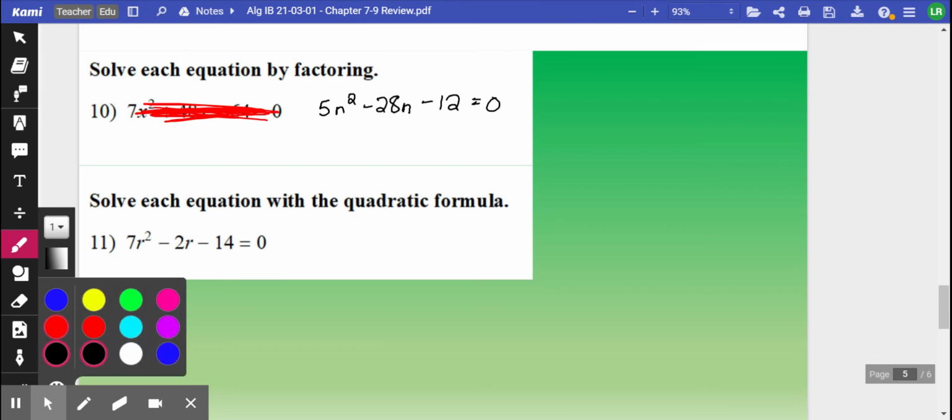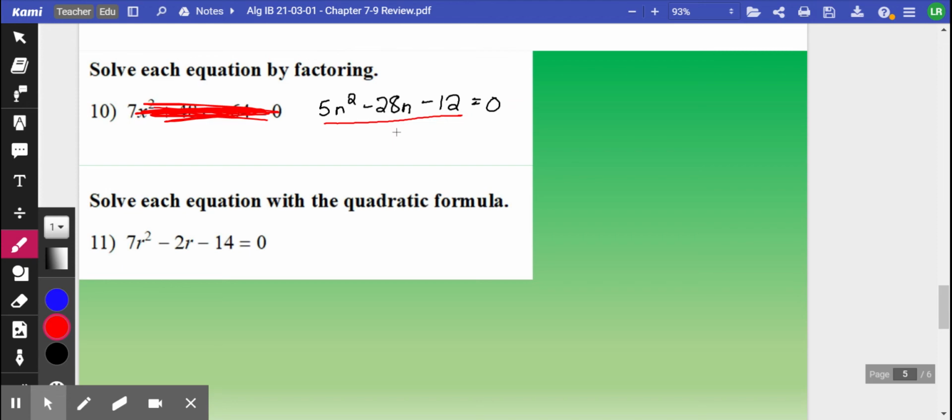So now I check. What can I divide out? 5's the smallest number, and nothing's divisible by 5. That's 1. It's done. Magic numbers. Multiplies to be negative 60, adds up to be negative 28. Okay? And I want to remind you, when you're stuck, start with 1 in the number. So I'm starting with 1 times negative 60. Oh, and I add that. It does not equal negative 28, so that's not it.